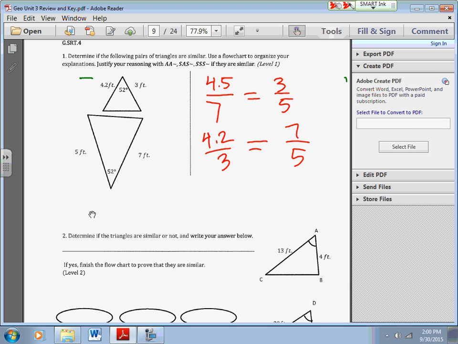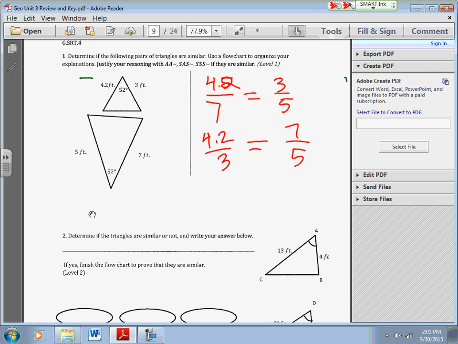Oops, I wrote 4.5 over here. That's supposed to be a 4.2. Nobody caught that. Yeah, it's 0.6. So they're still the same. Do you see there's a couple different ways you can set up, but you gotta keep it consistent. If you're choosing one from this one and one from the other one, make sure they're both either the larger ones or the smaller ones or the middle ones.